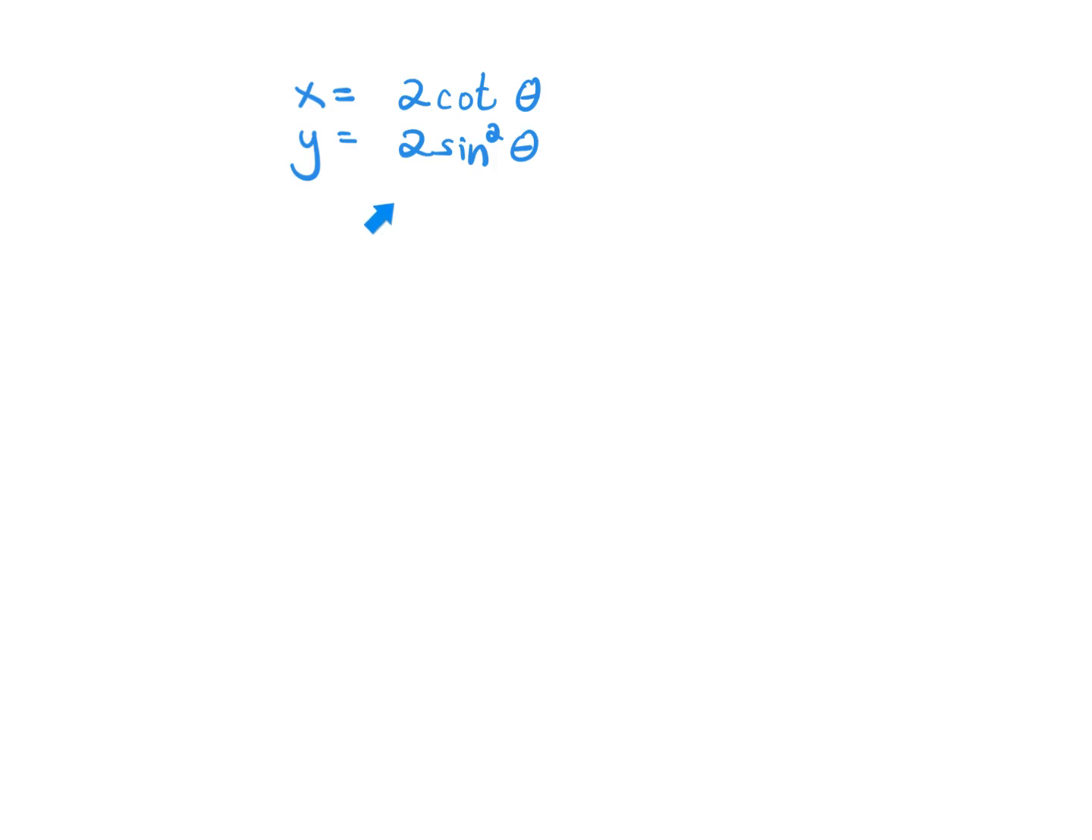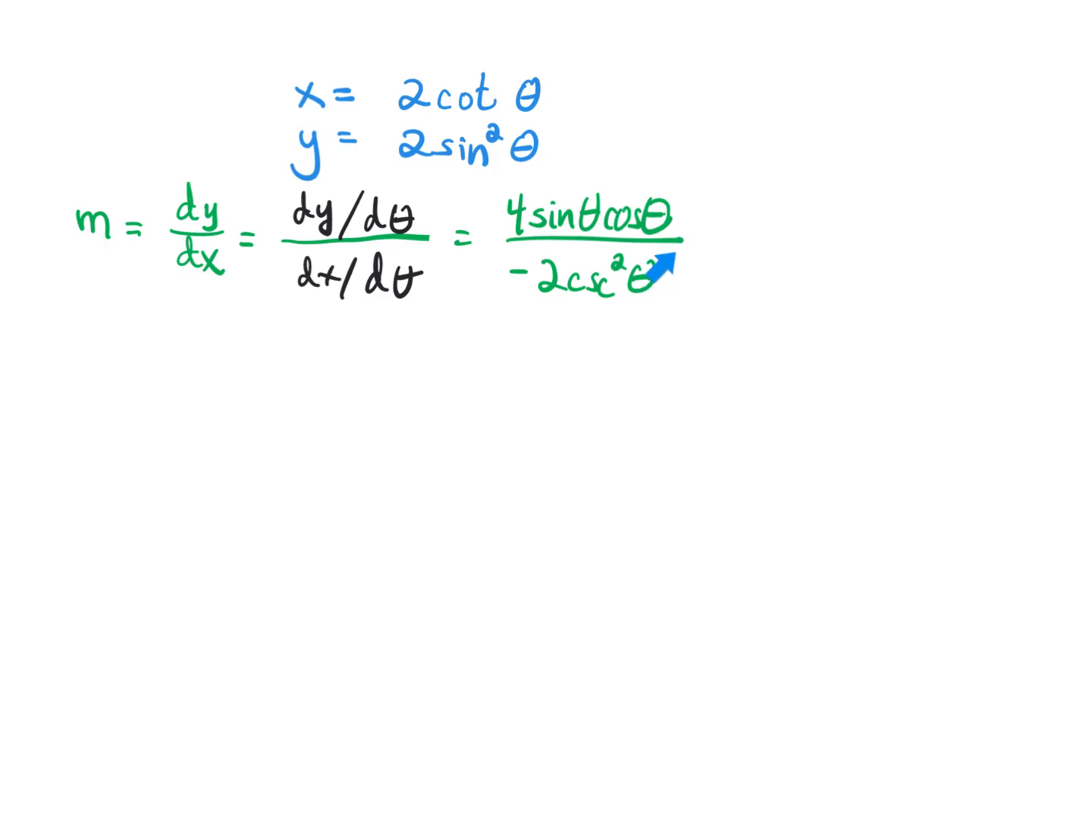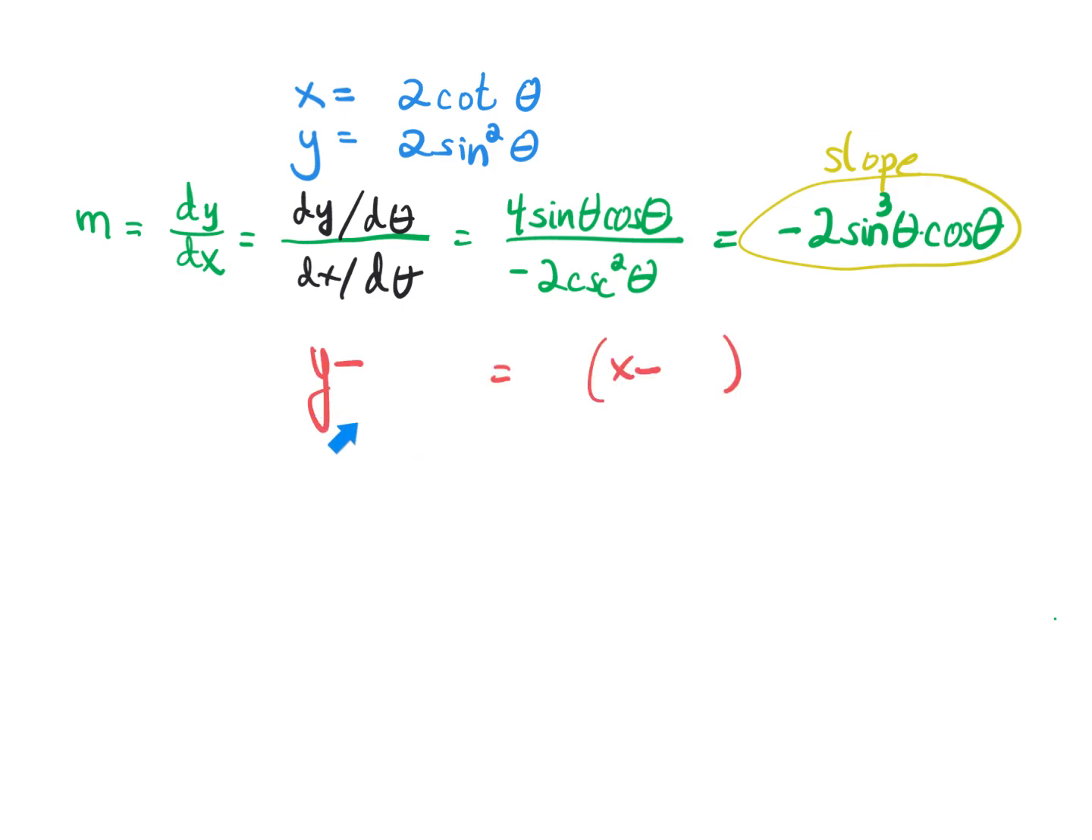Here are the parametric equations of our plane curve in number 17. The slope is dy d theta over dx d theta, which equals this quotient, which simplifies to negative 2 sine cubed of theta cosine of theta. So writing the equation of three tangent lines, we'll use point slope form, where the slope goes here, and the point the line goes through has an x coordinate and a y coordinate, which go here and here respectively.